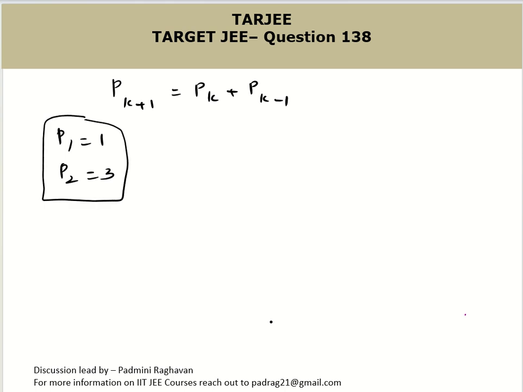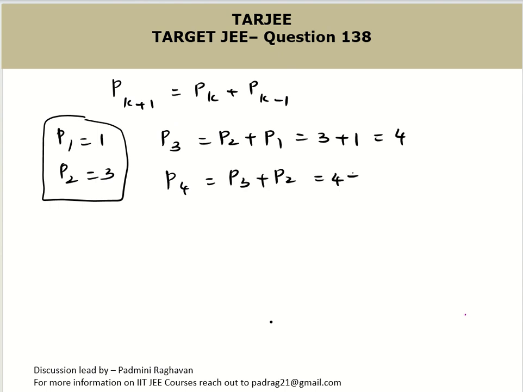If you want P3, you go back to this relation and put k = 2. P3 is equal to P2 + P1, which is 3 + 1 = 4. If you want P4, put k = 3. So P4 is equal to P3 + P2, which is 4 + 3 = 7. If you want P5, put k = 4. So P5 is equal to P4 + P3, which is 7 + 4 = 11. So we have the values of all the terms.